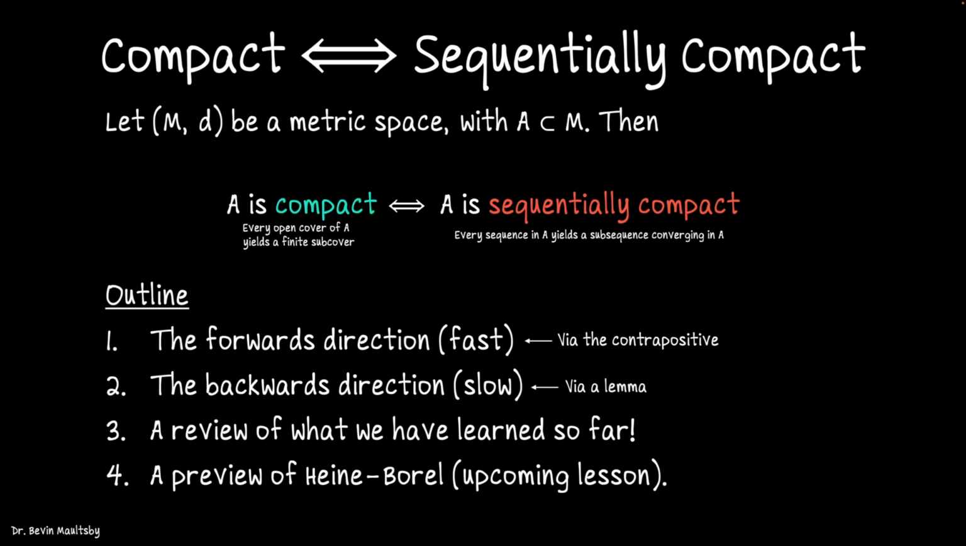For the backwards direction, we will first start with a lemma. And to prove the lemma, we will end up doing a proof by contradiction. The lemma is actually the bulk of the backwards direction, though, so once we've established the lemma, the rest of the proof is actually a pretty fast direct proof. Once we've established this equivalence between compactness and sequential compactness, we will recap what these sets tell us, and we'll have a major conclusion which will lead us into our upcoming material.